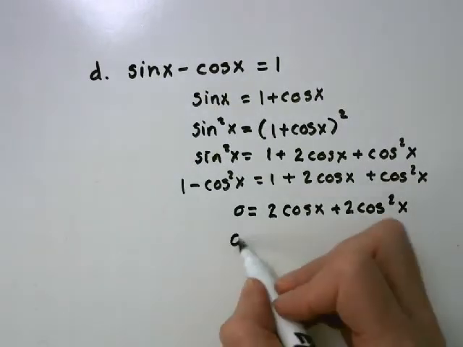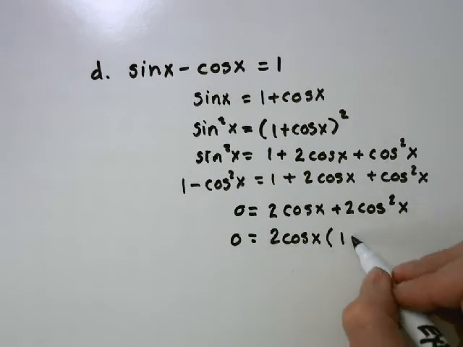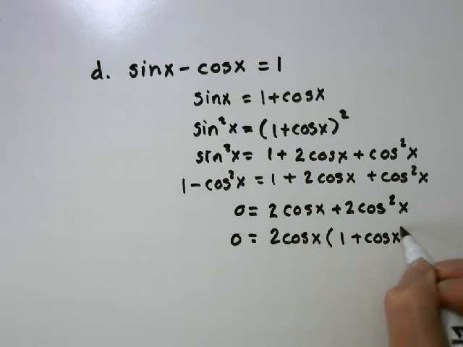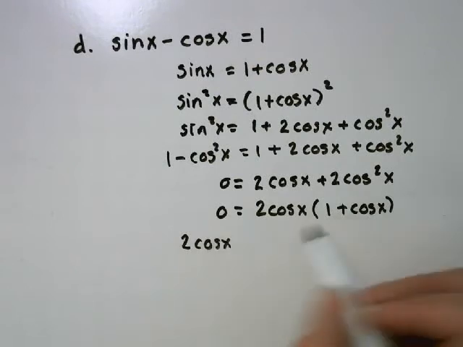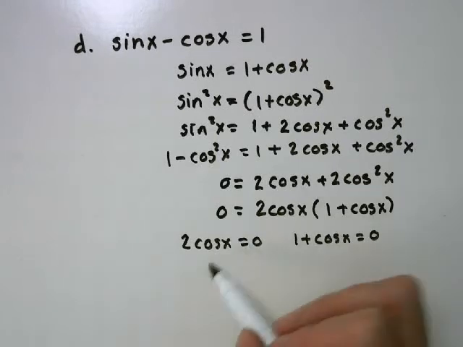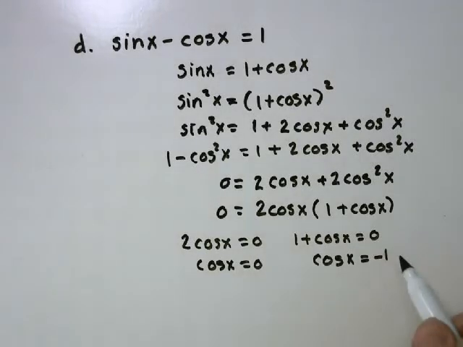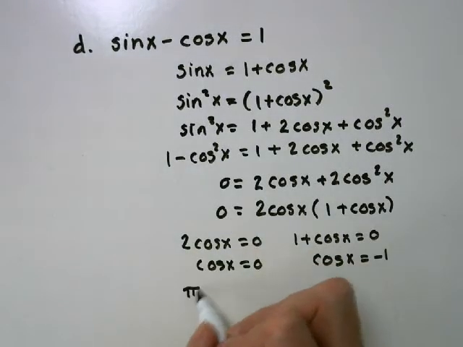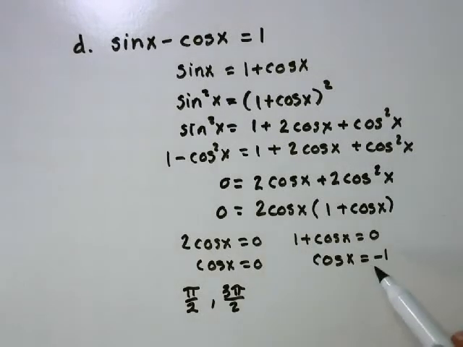Okay, so I can factor out a 2 cosine in this case, which is going to leave me with a 1 plus cosine of x. So either 2 cosine of x equals 0, or 1 plus cosine of x equals 0. So cosine x equals 0, or cosine of x equals negative 1. Well, cosine of x is going to equal 0 at the top of the circle and the bottom of the circle. Our x values are pi over 2 and 3 pi over 2 there. Cosine is going to be negative 1 at pi.